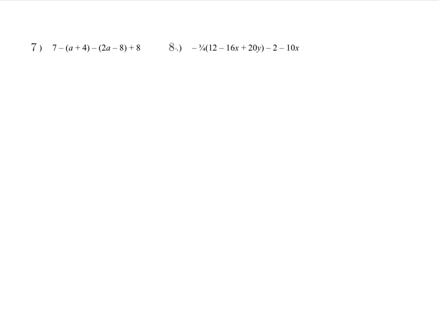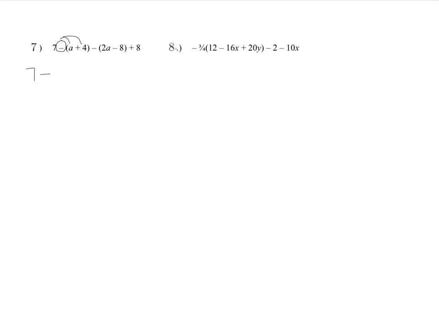So taking a look at number 7, notice that you have minus signs in front of the parentheses. And these ones, you do not distribute the 7. So you distribute the minus sign like it's a negative 1. So the 7 just comes straight down.